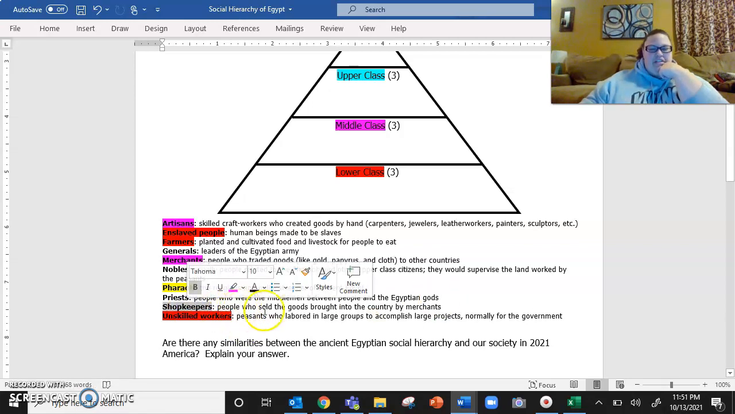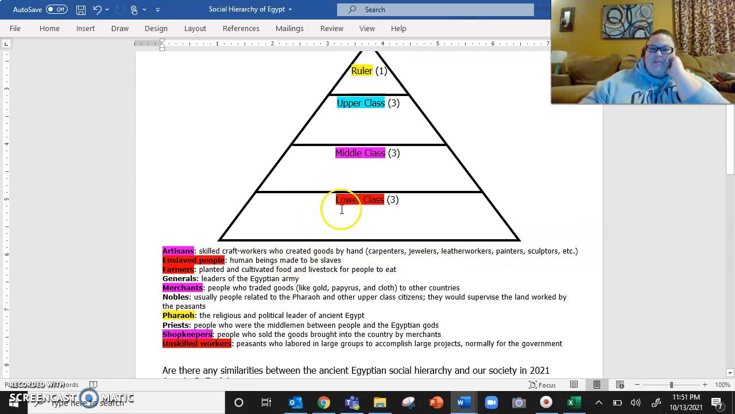And shopkeepers, people who sold the goods brought into the country by merchants. There we go. That's a business. They sold the goods that were brought from the merchants. So in our middle class, we have artisans, merchants, and shopkeepers.